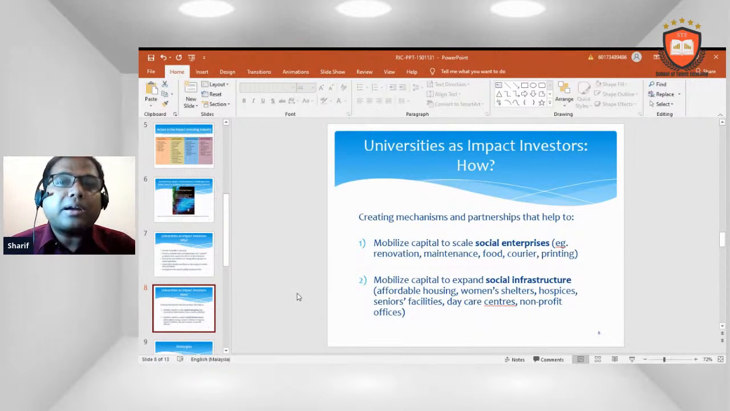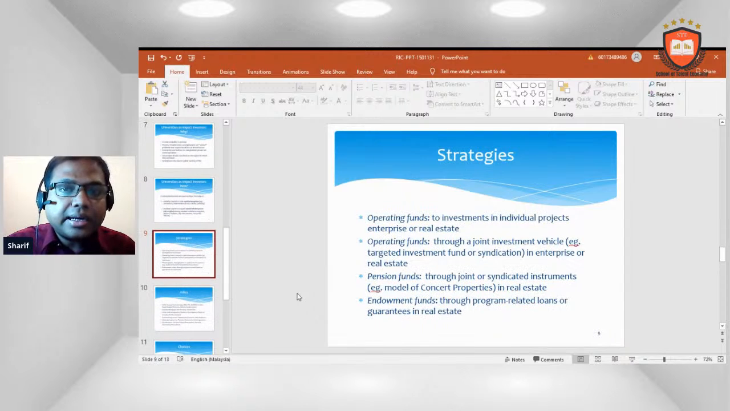So universities as impact investors, how? By creating mechanisms and partnerships that help mobilize capital to scale social enterprise and expand social infrastructure. These are the common things. Strategies: operating funds for investment in individual projects, enterprises or real estate; operating funds through joint investment vehicles in enterprises or real estate; pension funds through joint or syndicated instruments in real estate funds; endowment funds through program related loans and guarantees in real estate.